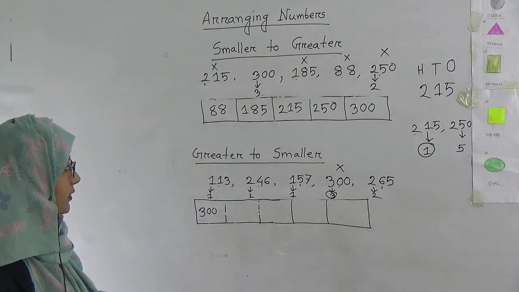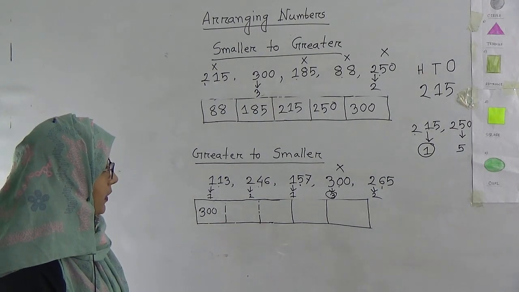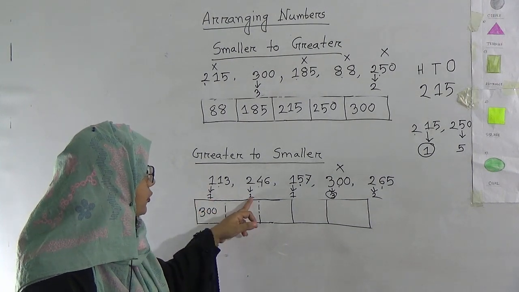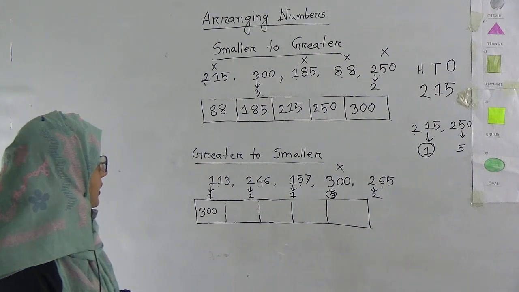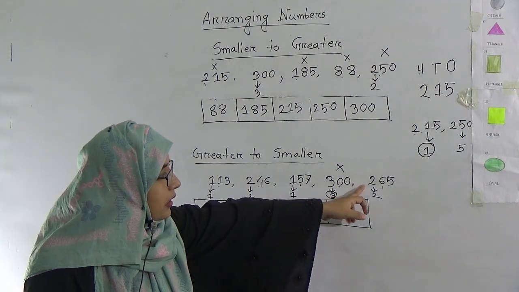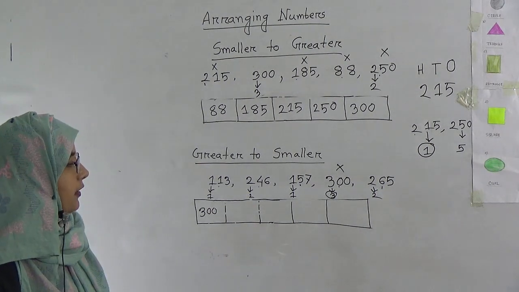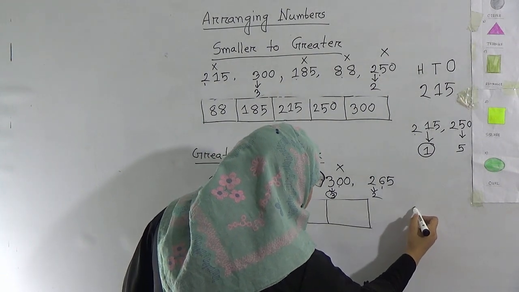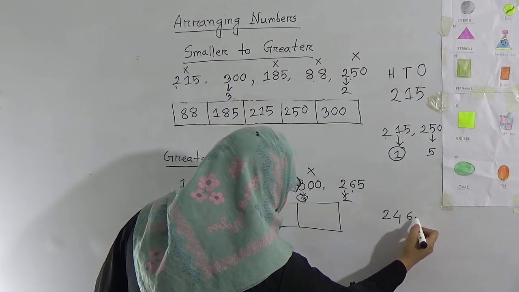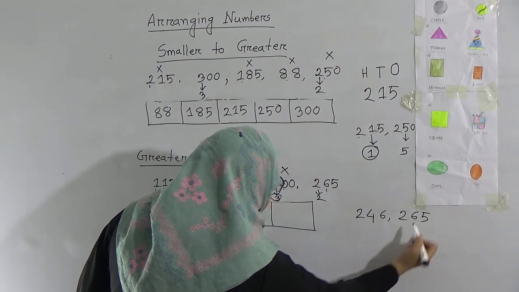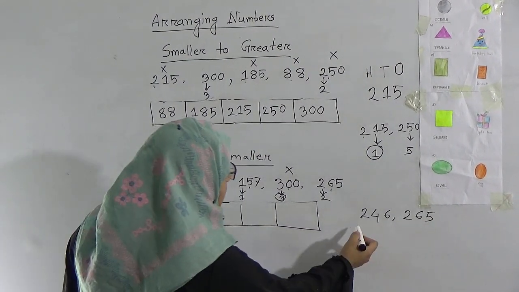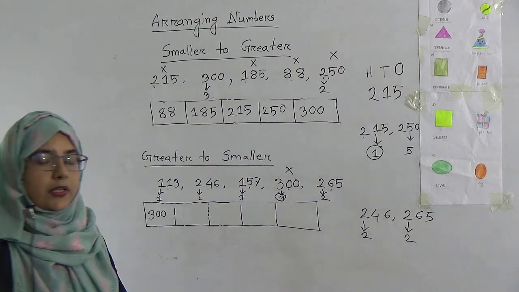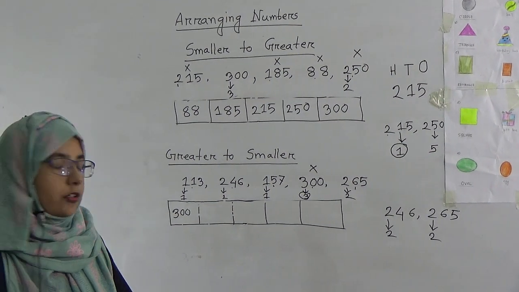Now how many numbers are left? 4 numbers are left. Among these 4 numbers, the digits in 100 place are 1, 2, 1, 2. So which one is greater? The numbers 246 and 265. So we have to compare the numbers 246 and 265. The digit in the 100 place here is 2 and here is also 2. So we cannot decide which number is greater. So we have to go to the tens place.